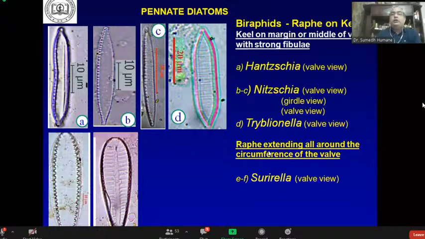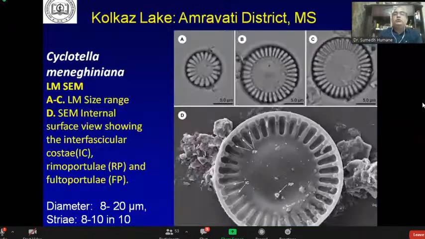You have the raphe encircling the circumference around the wall. The example is Surirella. Here you can see the raphe is all along the wall of the diatom. Now, with the advent of technology, a lot of nomenclatural changes are there. So there is an urgent need to study these diatoms using the scanning electron microscope. In the light microscope, you cannot see some of the features that could be seen very clearly in the scanning electron microscope. Therefore, I have shown you this figure.